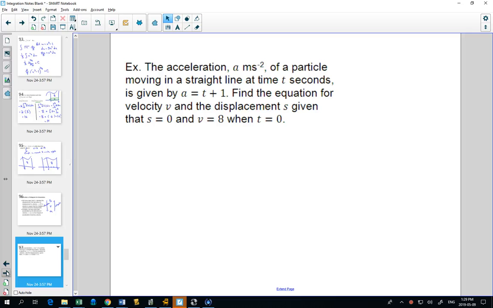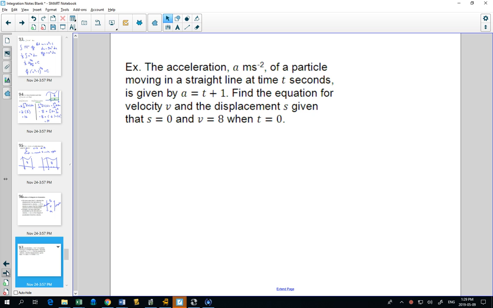So how do these questions start? Well, they could tell you something like, the acceleration of a particle is given by that formula. Can you find the equation for velocity and the displacement given that s equals 0 and v equals 8 when time equals 0? So what they're giving us here is time is 0. This would be the initial velocity and the initial displacement.